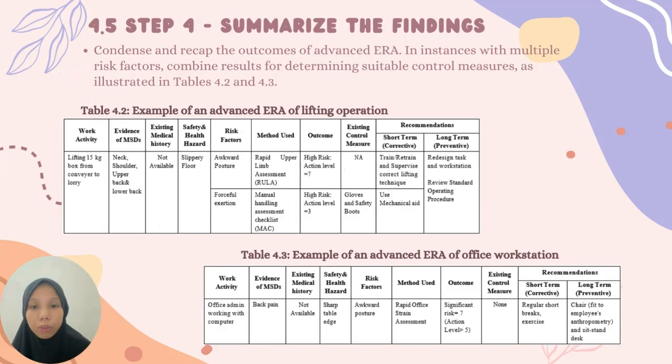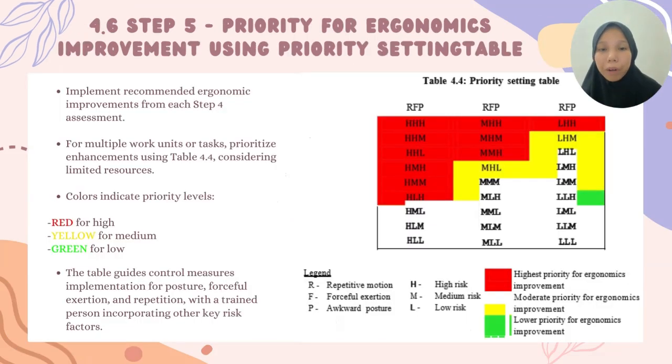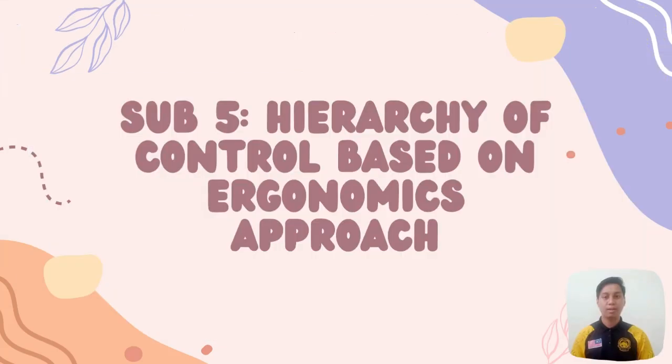These two tables show examples of advanced ERA for lifting operation and office workstation. For the last step, step 5, set priority for ergonomic improvement using the priority setting table. As an example, the table shows colors which indicate the priority level. For example, red shows high, yellow for medium, and green for low.